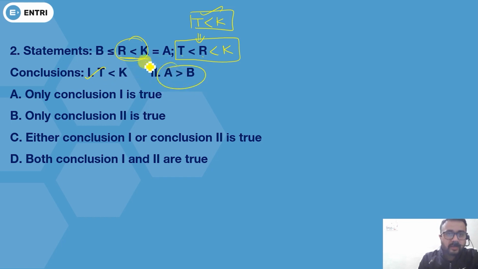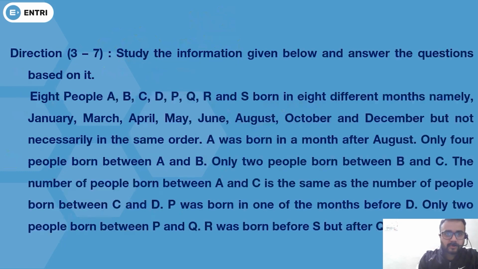Now A > B. See here, A = K > R > B. If K is greater than R and R is greater than B, then obviously A will be greater than B. So both conclusions are true, and the answer is both conclusion 1 and 2 are true. I hope these inequalities are clear to you. These were very basic and easy questions. Now move to the next one.